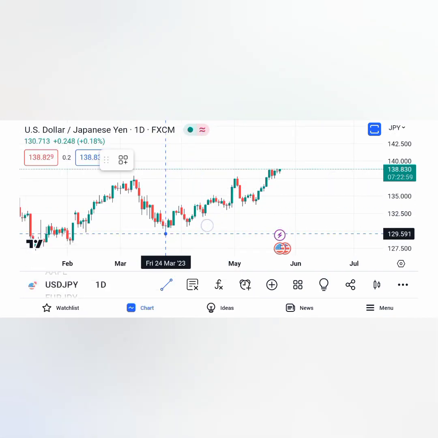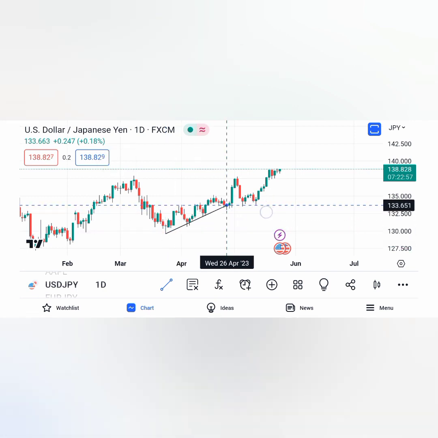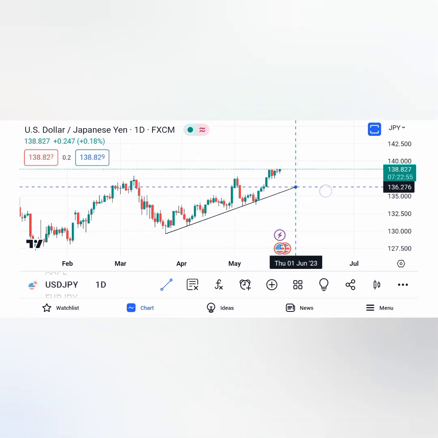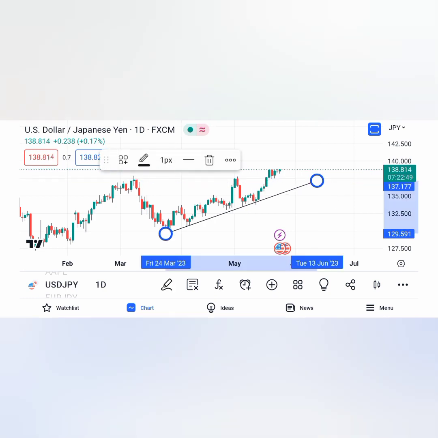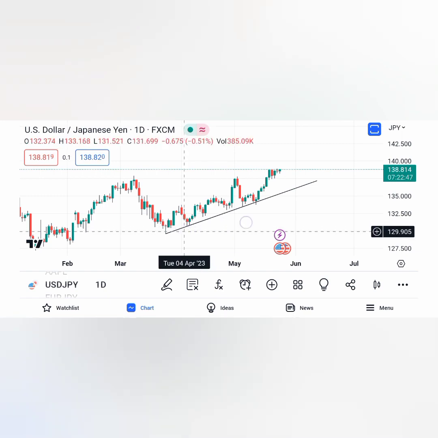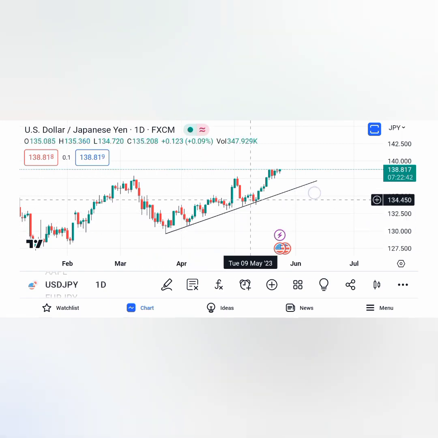We can draw a trend line here from this level going upwards in that order. So you can see that price respected this trend line. Price touched this trend line once, twice here, the third touch here, and we can see the fourth touch here. So we can spot this trend line.